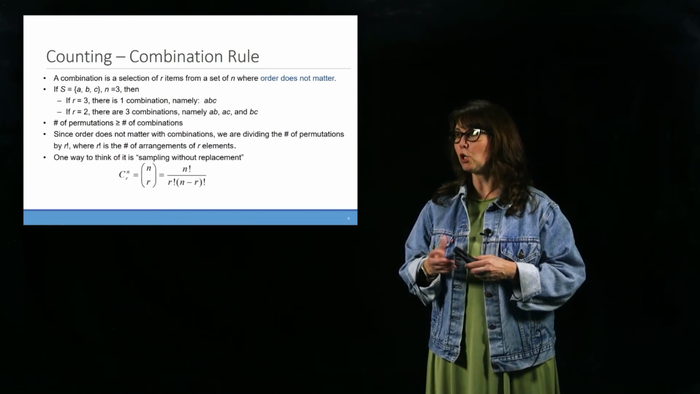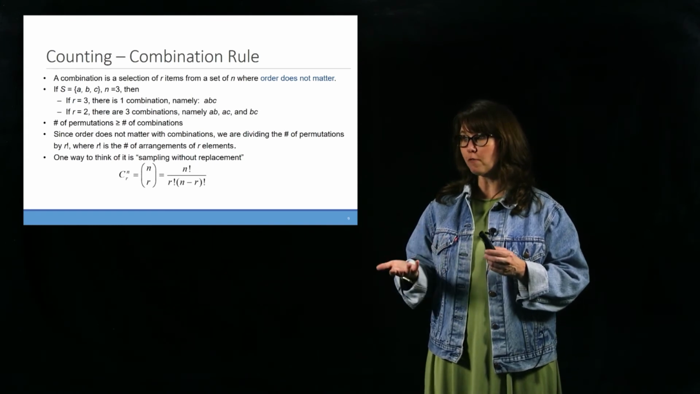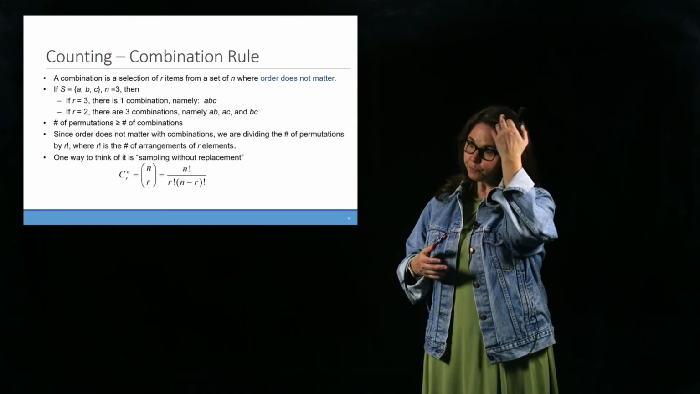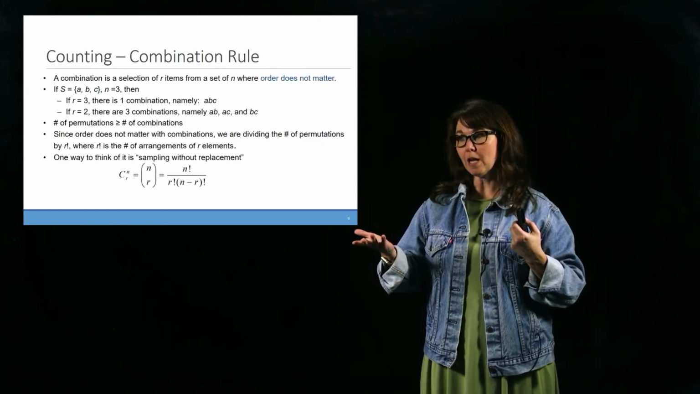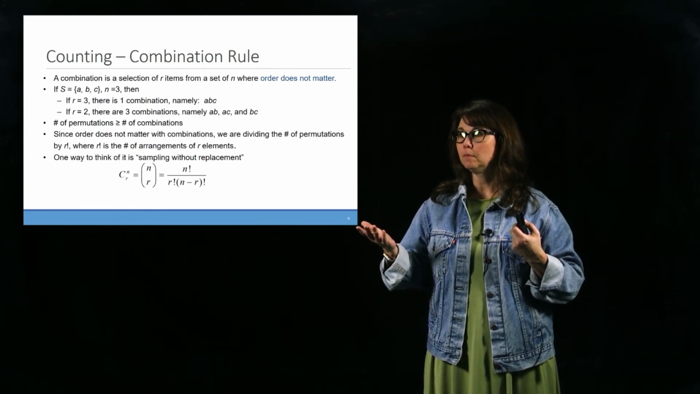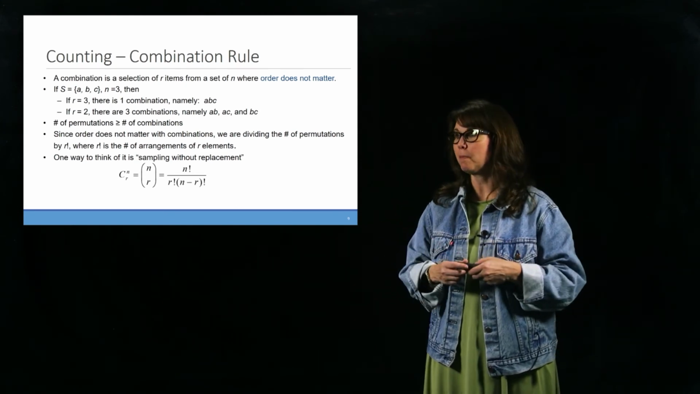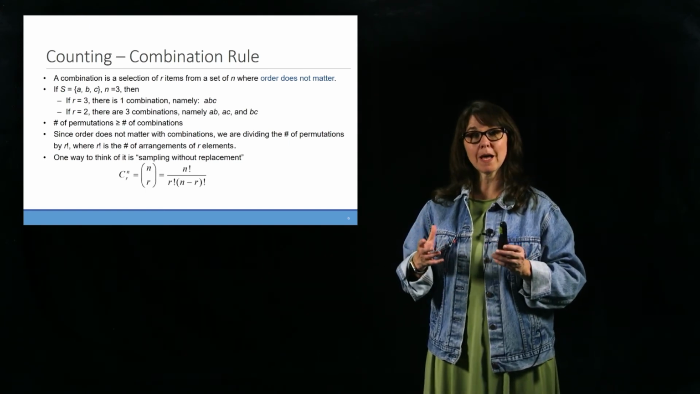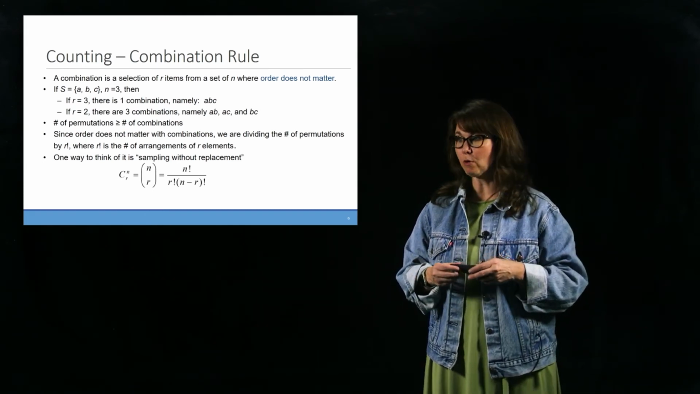And since the order doesn't matter, as I said, we're dividing the number of permutations by R factorial, where R factorial is the number of arrangements of those R elements. So in the case of what we were just doing before, we're dividing by 2 factorial because we want to get rid of the ones that are the same. One way to think about it is called sampling without replacement. If you sample something, you don't replace it back. We use the combination formula when we sample without replacement.